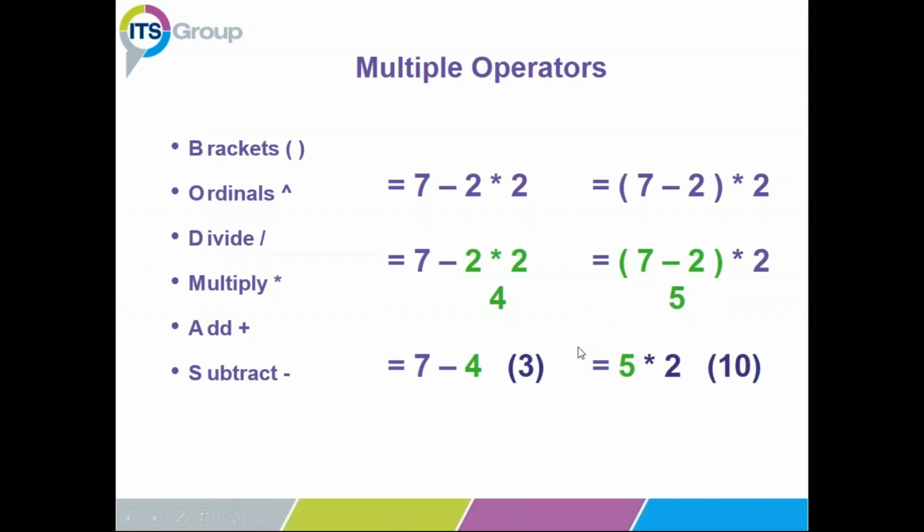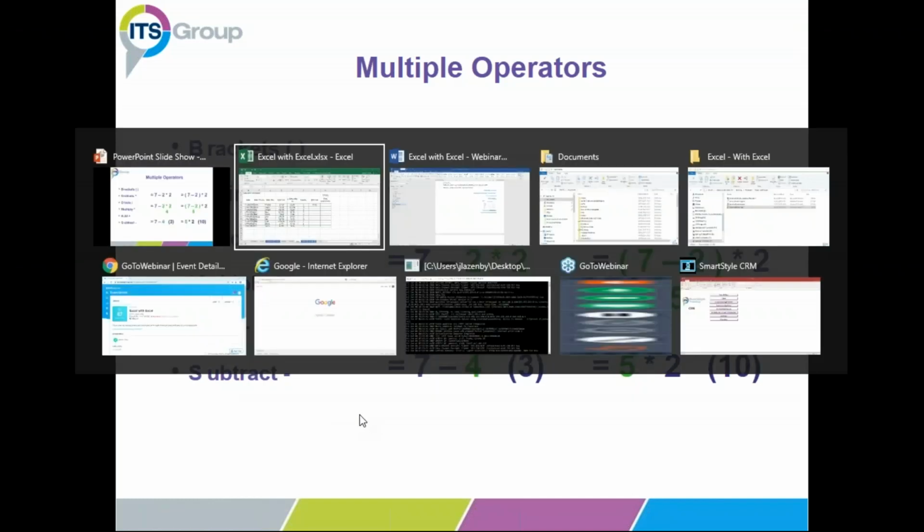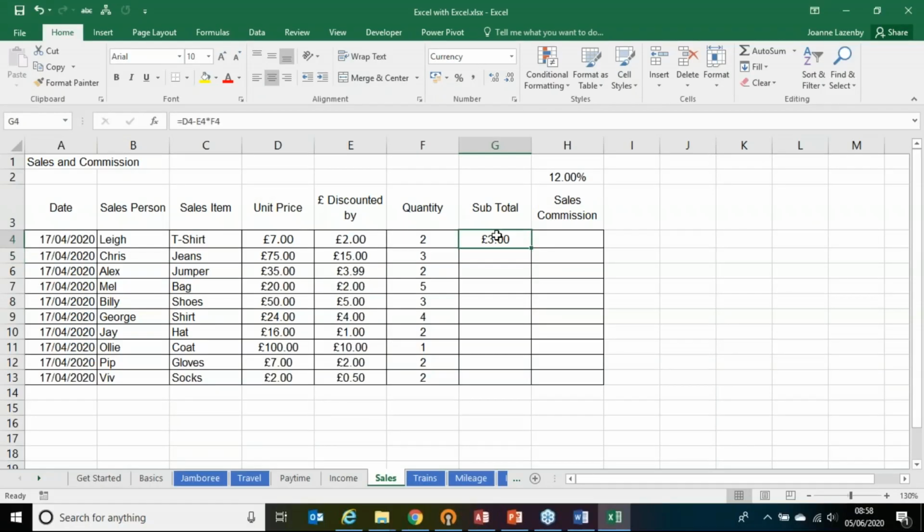Just before I go back and put these brackets in the formula, in actual fact, multiply and divide are interchangeable. Add and subtract together are also interchangeable. But divide and multiply would always come before add and subtract. So let's go see what those brackets actually do to our formula.